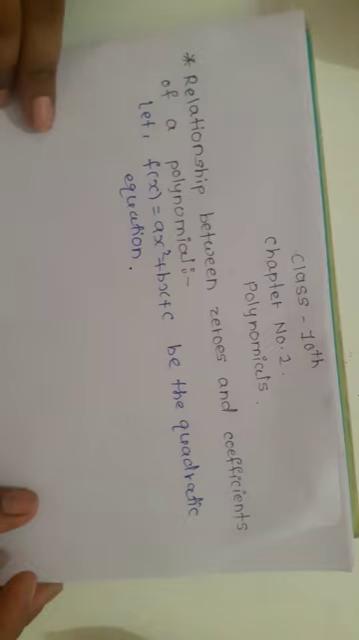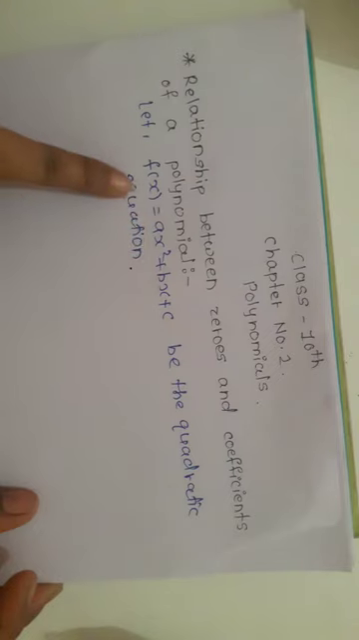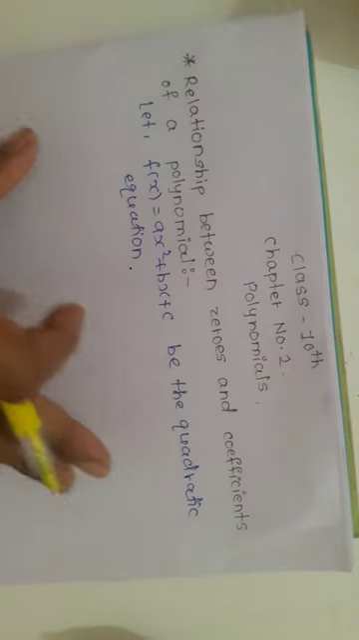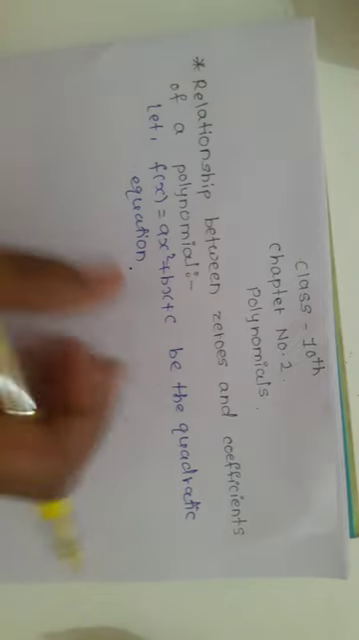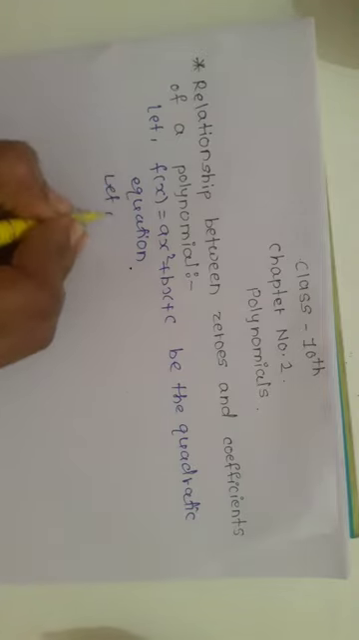First of all, what do zeros mean? Zeros means the factors of a polynomial. Here we have taken the quadratic polynomial. Let f of x is equal to ax square plus bx plus c. With this quadratic polynomial we have to find out the relation between zeros and coefficients. So here we have to take the zeros of this polynomial.